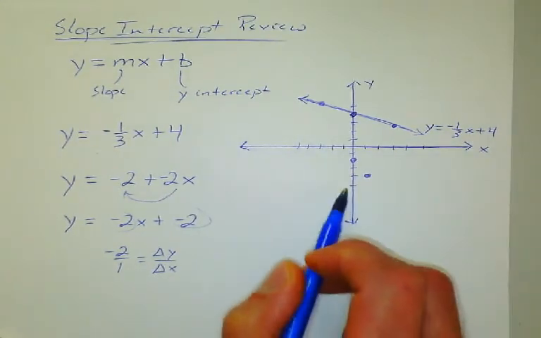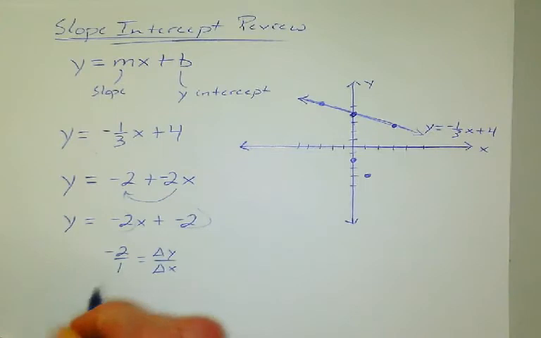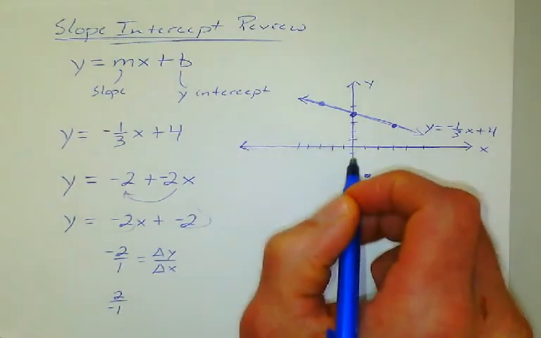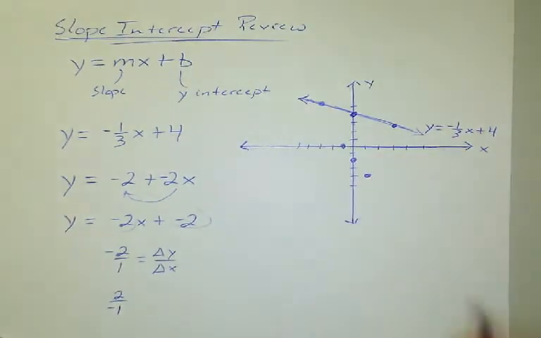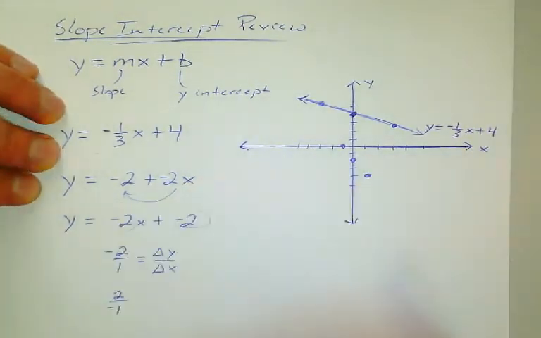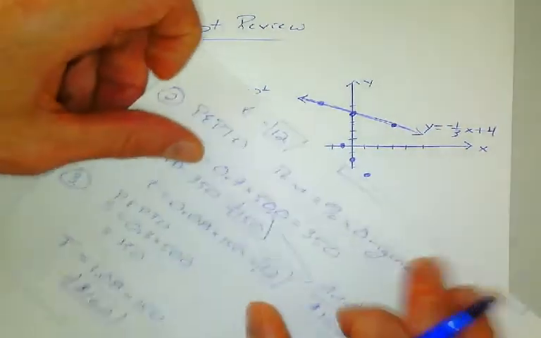Now I could also reverse that slope. I could write that as 2 over negative 1, which would mean up 2, left 1. Up 2, left 1. There's my next point. Now I'm going to connect them with a line. Let's see how this has been my makeshift ruler today.